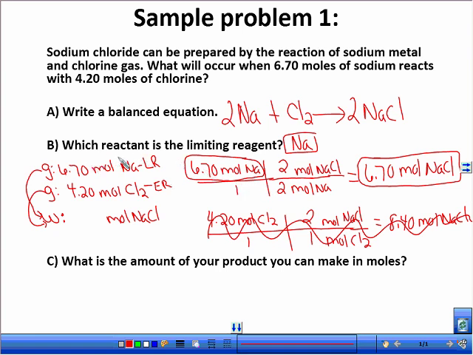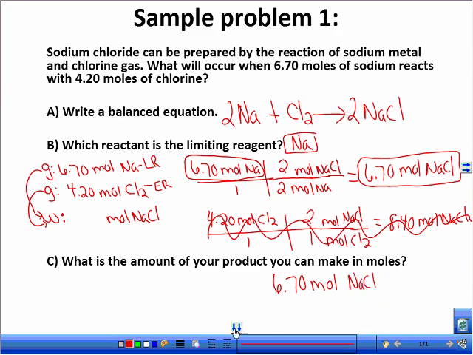So my first question, which reactant is the limited reagent? That is sodium. Next question, what is the amount of product you can make in moles? Well, look here. This is how much product, that's a product, and that's how much I can make in moles. So I've actually answered this question.